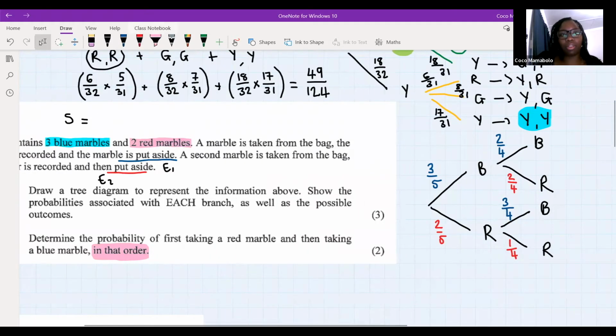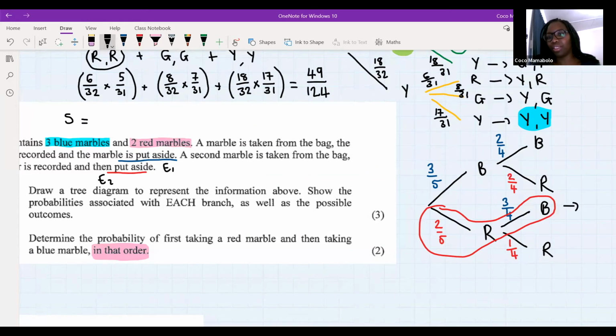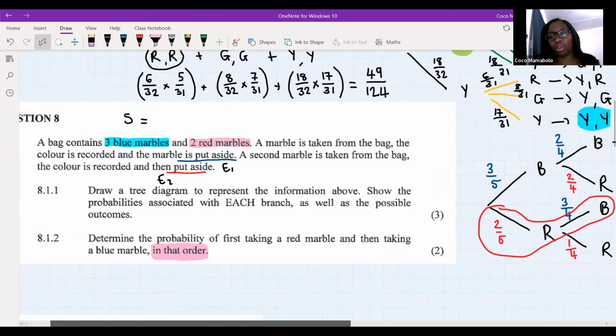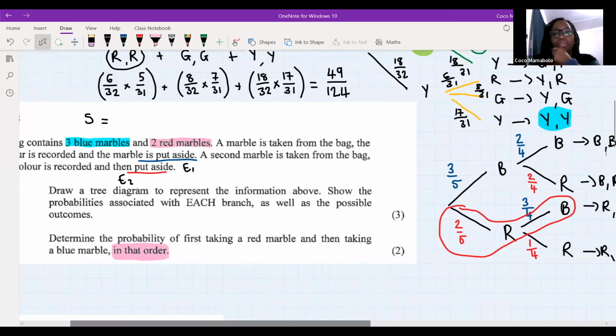And where we're looking for that is from, let me just see if I can highlight the path. It would be red and then blue. It would specifically be this path over here. The red and then the blue. I should have done this rather. Red and then blue. And over here, this would have been red and red. This would have been blue and red. And this one up here would have been blue and blue. Now, this is the path that we're looking for. So can you guys tell me, if we had to calculate for red and then blue in that order, what would we get?